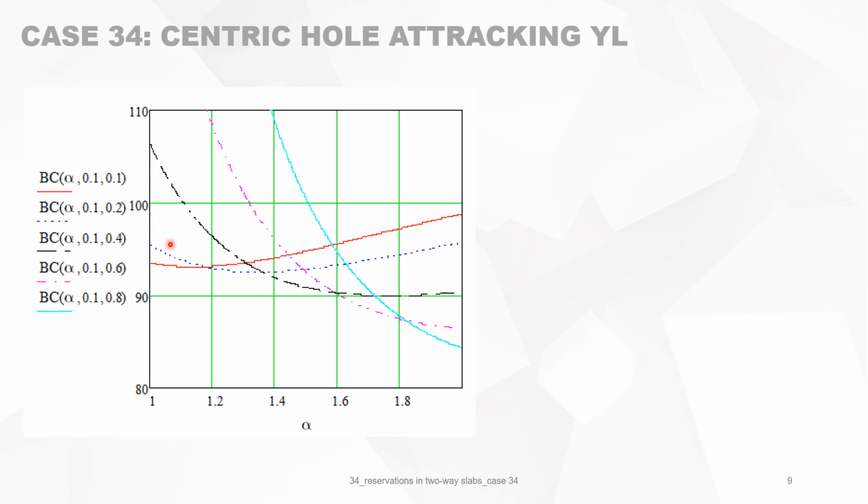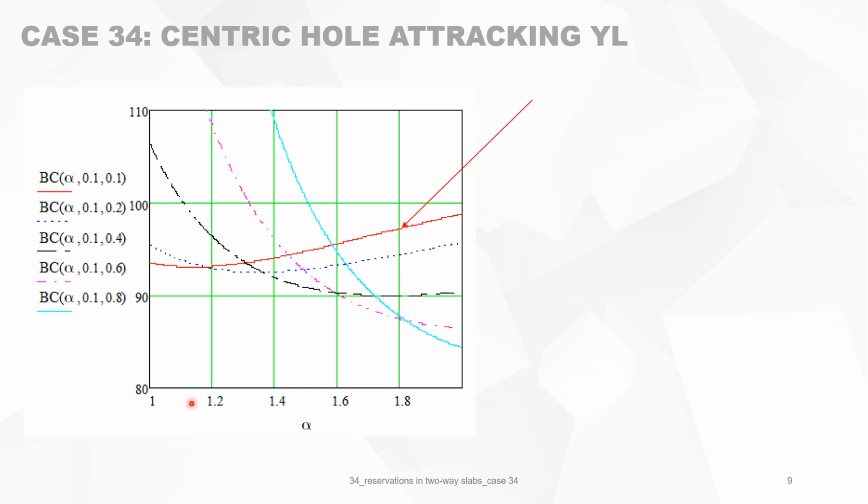We can now make different graphs. This one is made in function of alpha and with B1 equals to 0.1, which is a very narrow reservation. And the length of the reservation is going from 0.1 to 0.8. So alpha 2 is from 0.1 to 0.8, and alpha 1 is 0.01. Then you can draw different curves following D2, and you see the area where you have to be very careful. You can immediately see this.